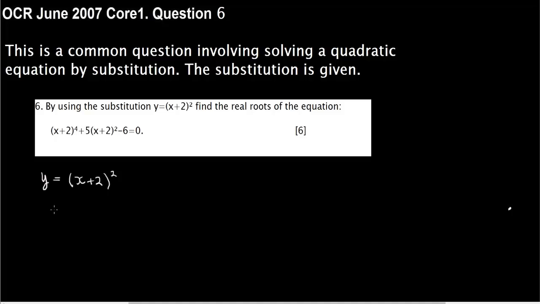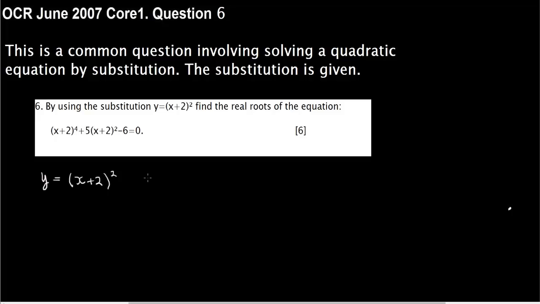It's Kev Randall, continuing the OCR June 2007 Core 1 paper. This is question 6, and it's based on the section in the specification which says equations which reduce to a quadratic. So this is one of those types of questions where we have to do a substitution before we can solve a quadratic. In this case, the substitution is given. So by using the substitution y equals x plus 2 all squared, find the real roots of that equation.